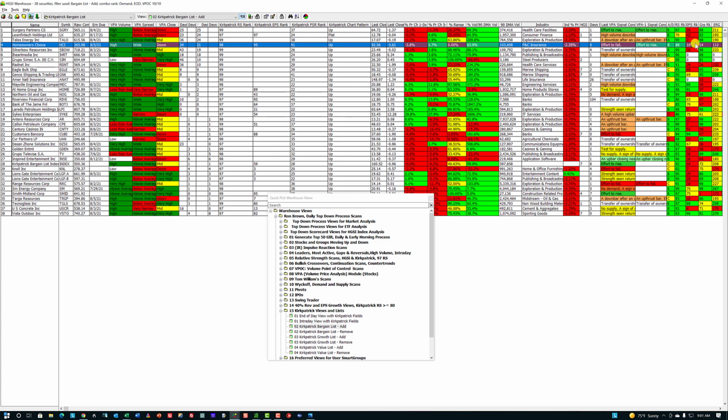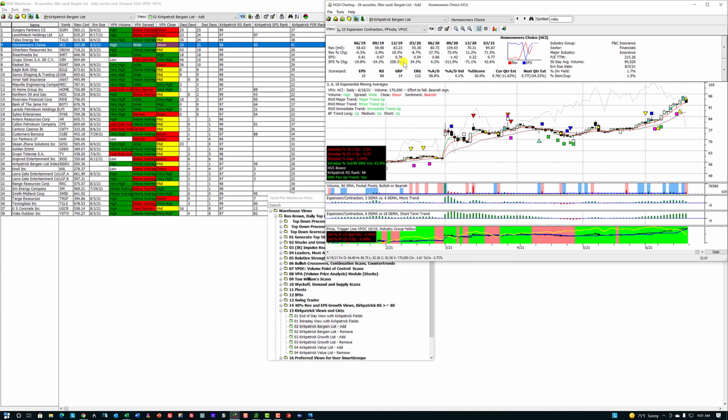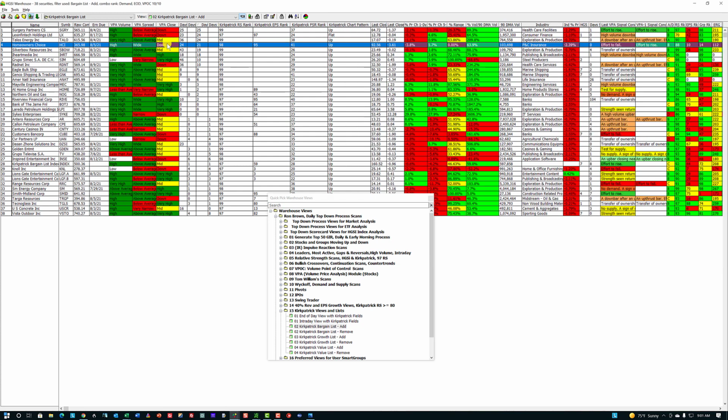40% of the emphasis. No, that's incorrect. I'm thinking about the RS. So anyway, big difference. Let's take a look here. Homeowner's Choice. EPS rank of 10 because of these inconsistent quarters. You can see them right here. I hate to leave you hanging.